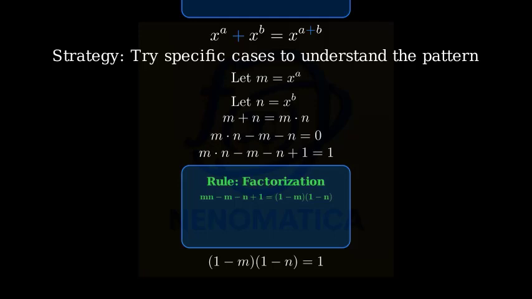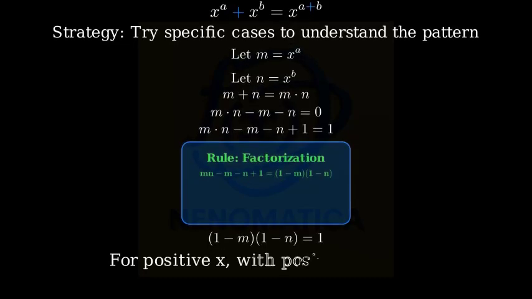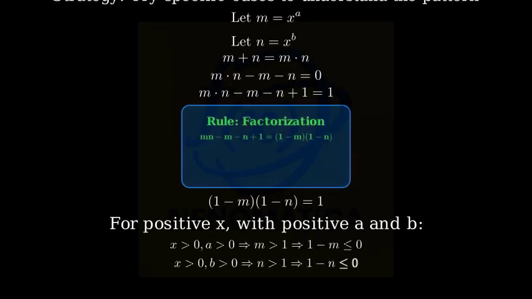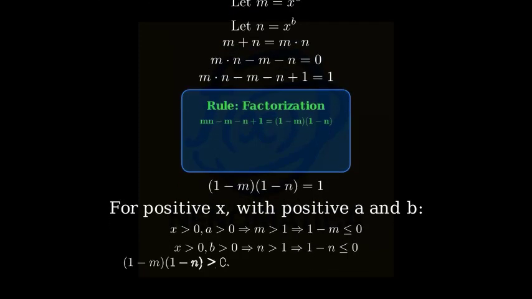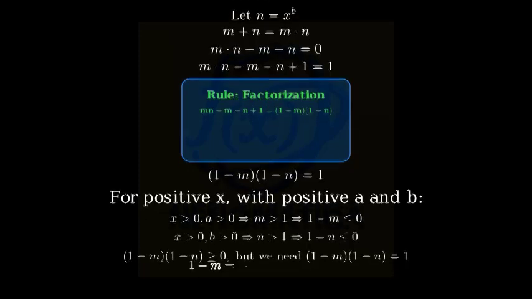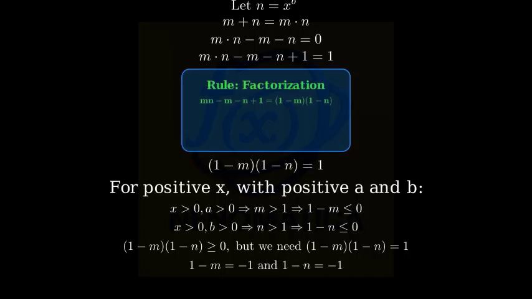Now let's observe that since m and n are x to powers, and x is what we're looking for, we need values of m and n that satisfy our equation. For positive values of x, and assuming a and b are positive, both m and n will be greater than 1. This means 1 minus m is less than or equal to 0, and 1 minus n is less than or equal to 0. The product of two non-positive numbers is non-negative, but our equation requires this product to equal 1.